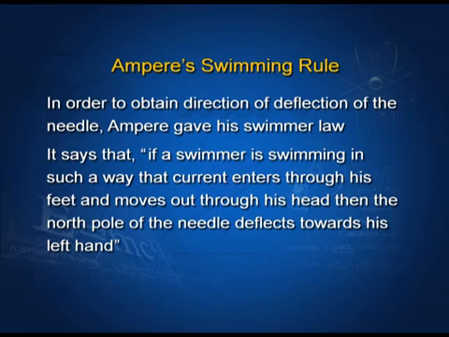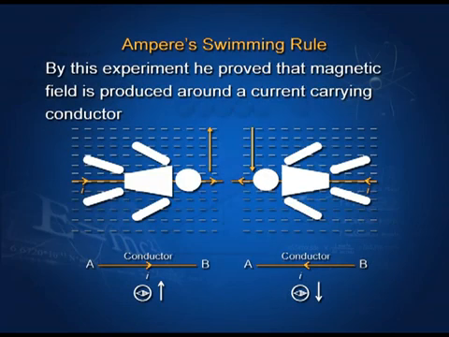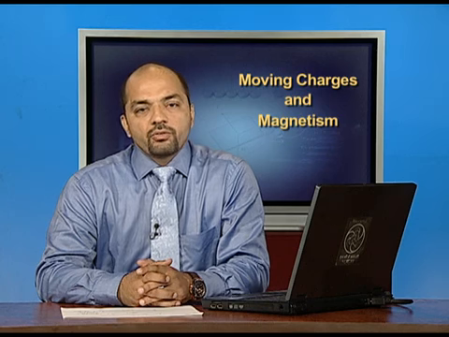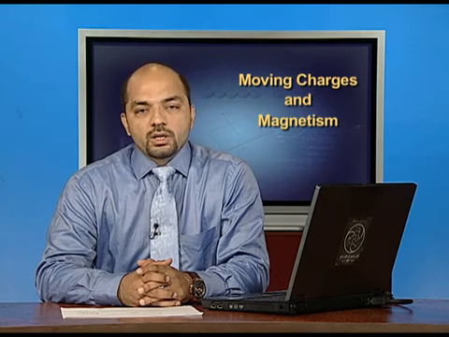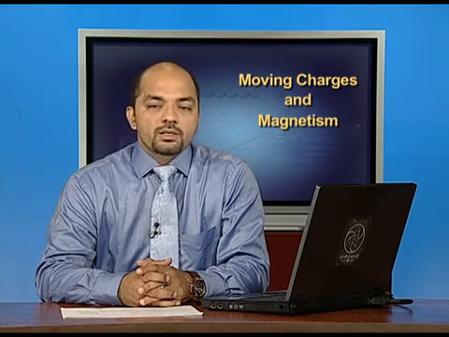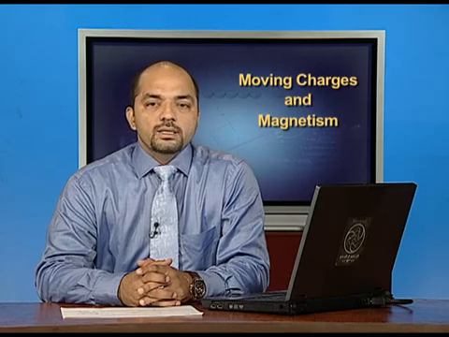It says that if a swimmer is swimming in such a way that current enters through his feet and moves out through his head, then the north pole of the needle deflects towards his left hand. By this experiment, he proved that a magnetic field is produced around a current carrying conductor. In this way, the definition of magnetic field is also modified. The new definition of magnetic field becomes the space around any magnet or moving charges in which other magnetic substance or moving charge is deflected.